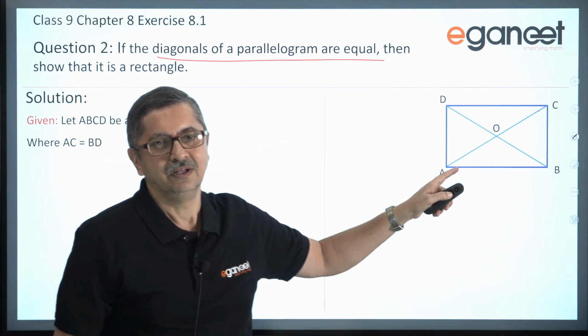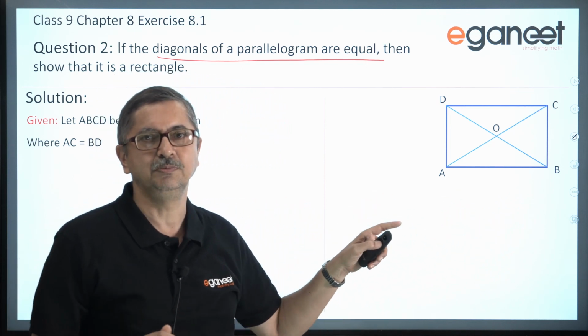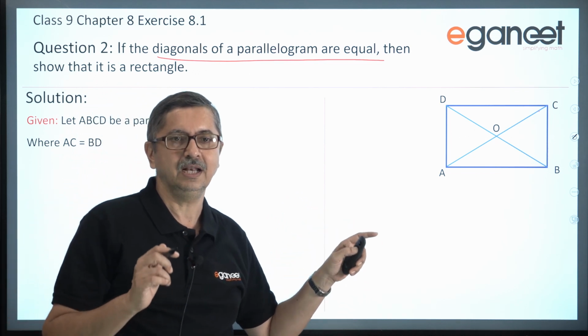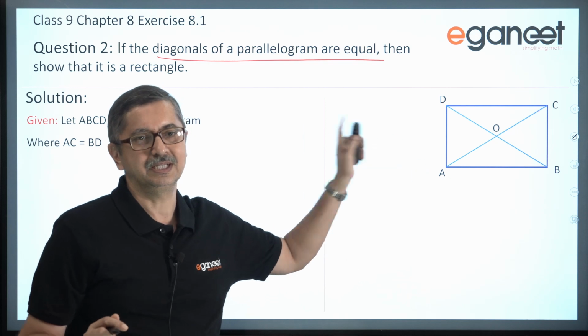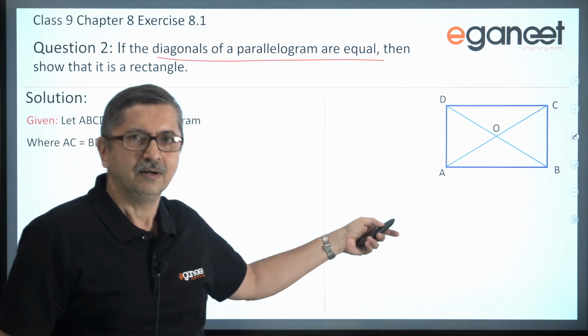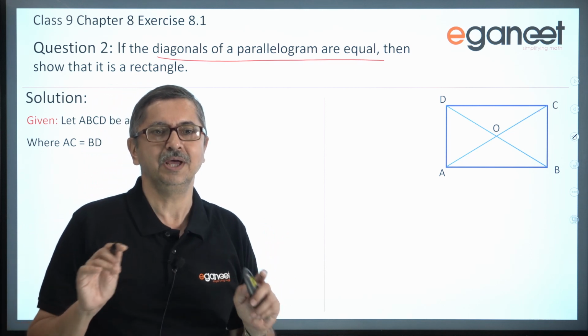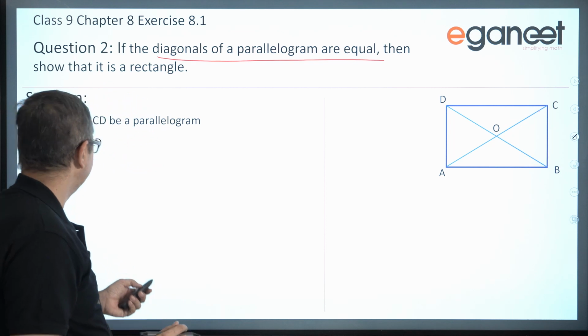will achieve the wanted result, that angle B has to be equal to 90, or any single interior angle of a parallelogram should be 90. Then we can prove this as a rectangle. So therefore, we can have a broad outline of how we are going to attack this problem, right? So let us see further.